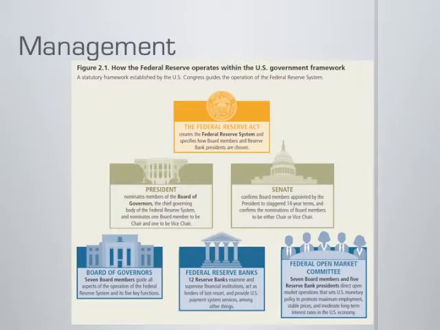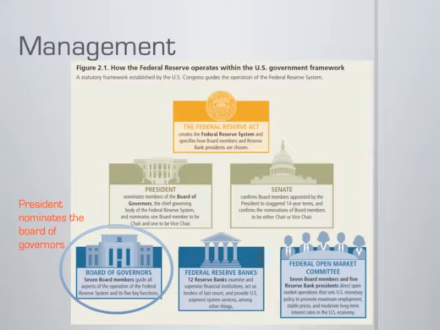Now, how's the Fed managed? Well, the Fed is structured and exists under the Federal Reserve Act of 1913, which is the act that created the Fed. It's nominally supervised by the president with approval of different board members by the Senate. But it's governed by this three-tier structure: a Board of Governors, the Federal Reserve Banks themselves, and the Federal Open Market Committee.